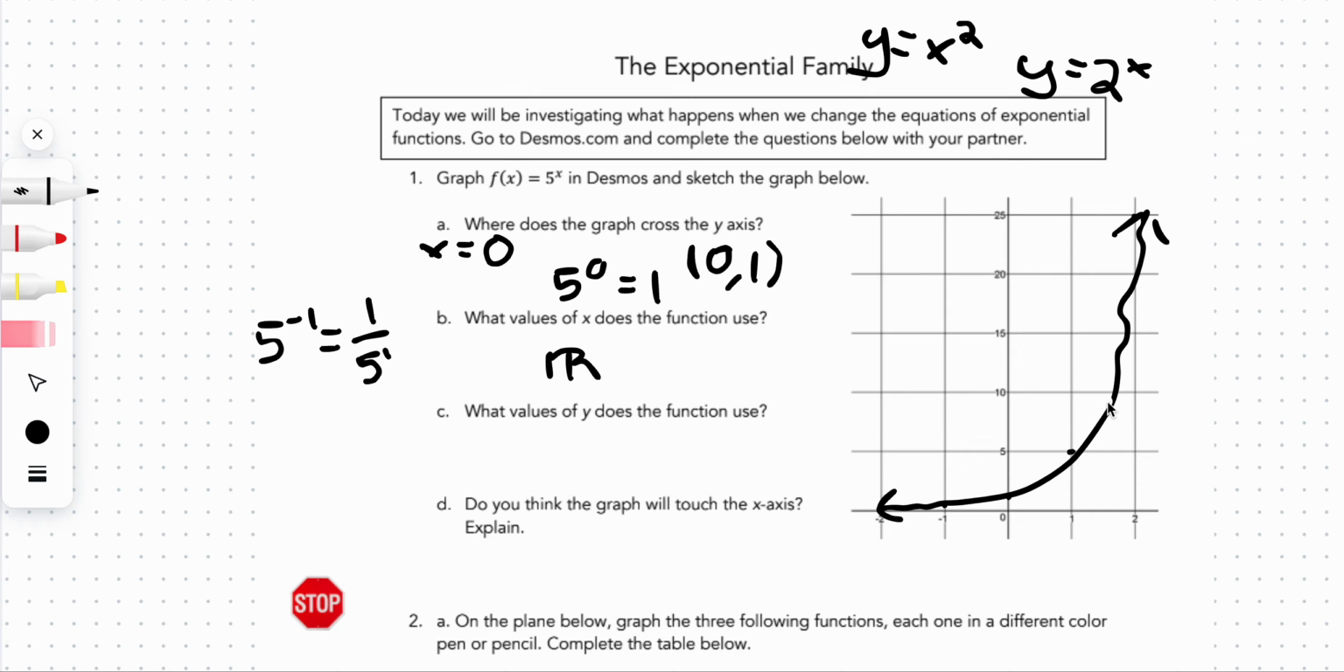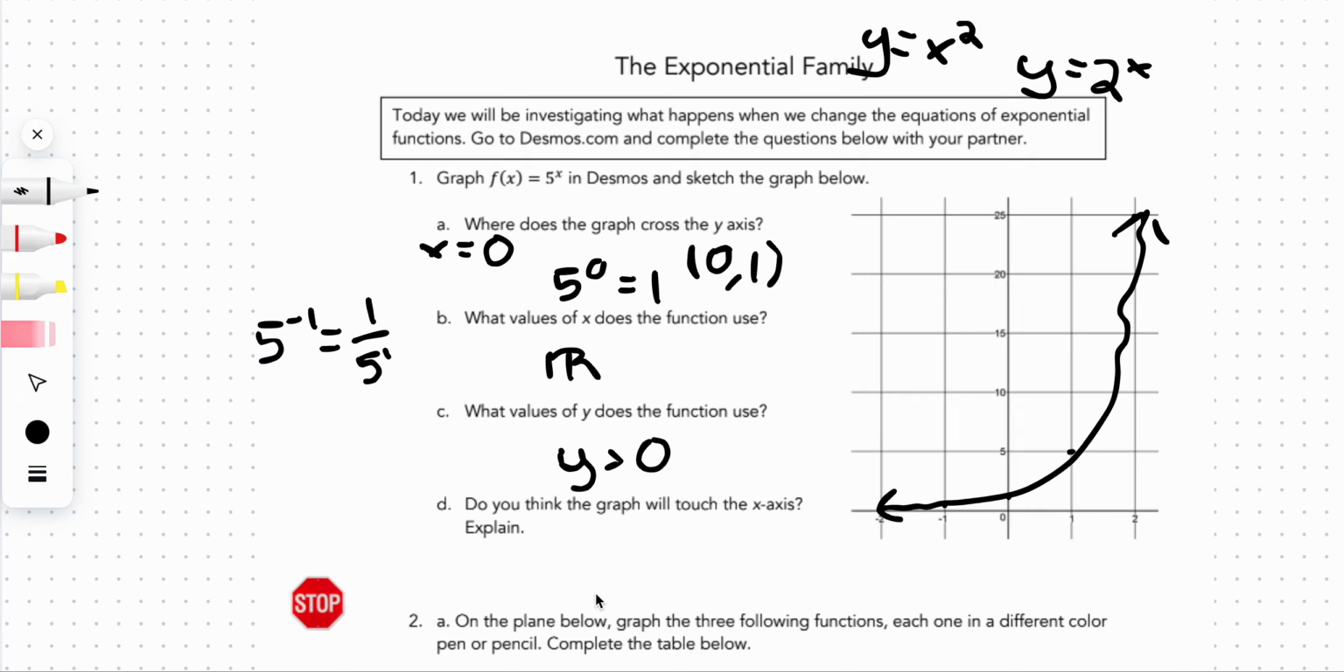If we pick a point here, we have like 10, right? Here it's 5. All of our y values, our range, is going to be greater than 0. So y is greater than 0, right? If we pick any point on this graph, our y value is going to be greater than 0. And we can see that on this graph, right?